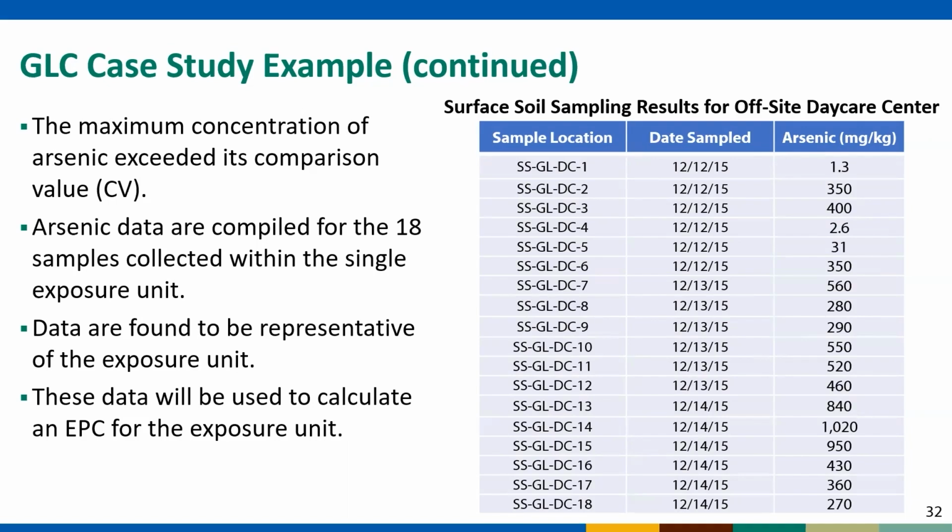Therefore, they then go ahead and compile arsenic concentration data for the 18 surface soil samples collected on the property in a table like the one shown here. This table includes the sampling location IDs, the dates that each of the samples were collected, and the measured concentrations of arsenic in units of milligrams per kilogram. These are the data that you would then use to calculate an EPC for that exposure unit.